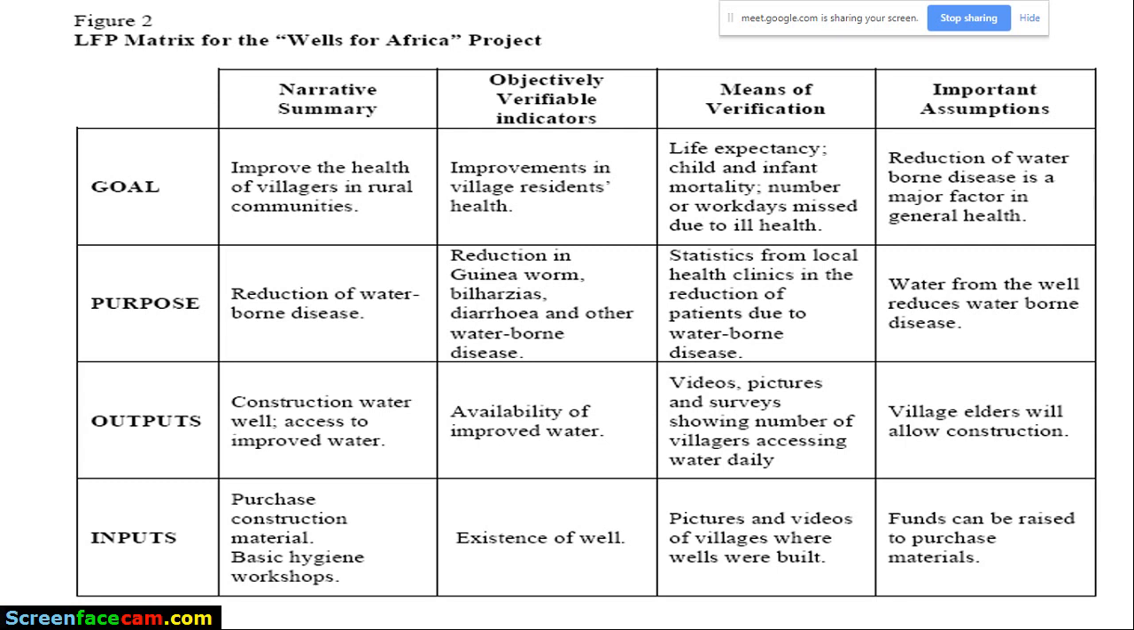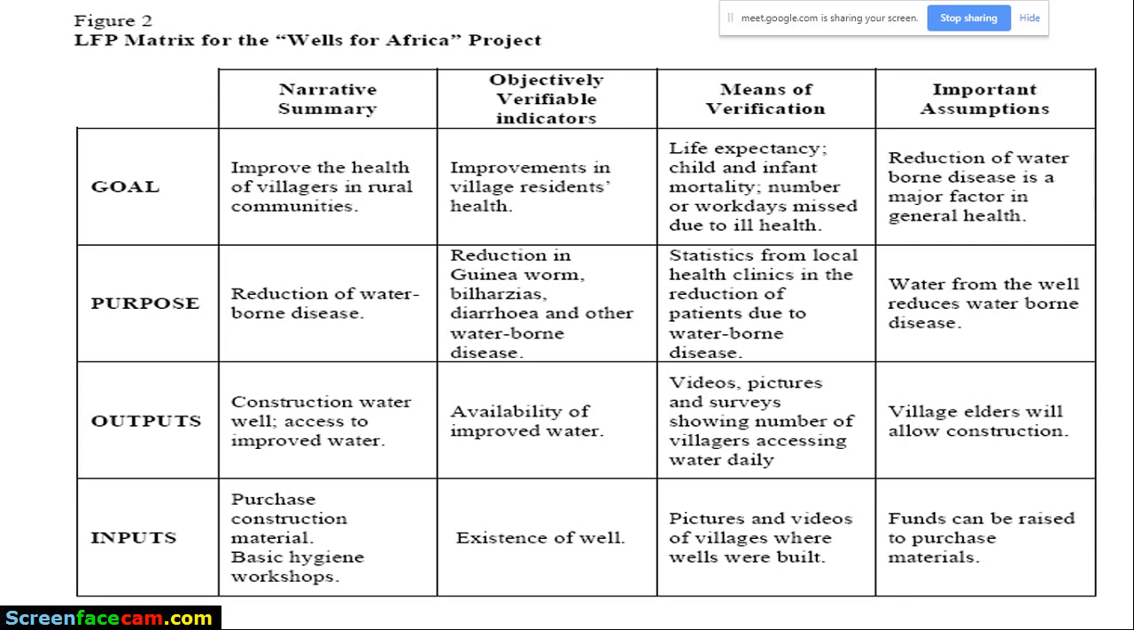Then an important assumption would be that reduction of waterborne disease is a major factor in general health. So it means without waterborne diseases reducing, we cannot achieve our goal. So that's why we are putting this there as a key assumption. So this is how we frame the logical framework.